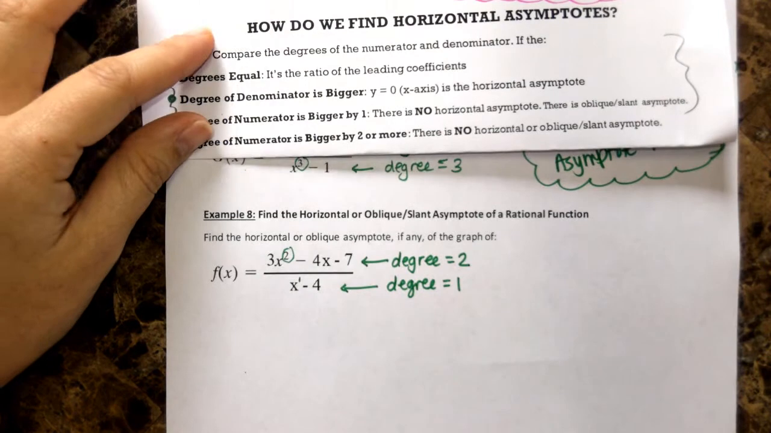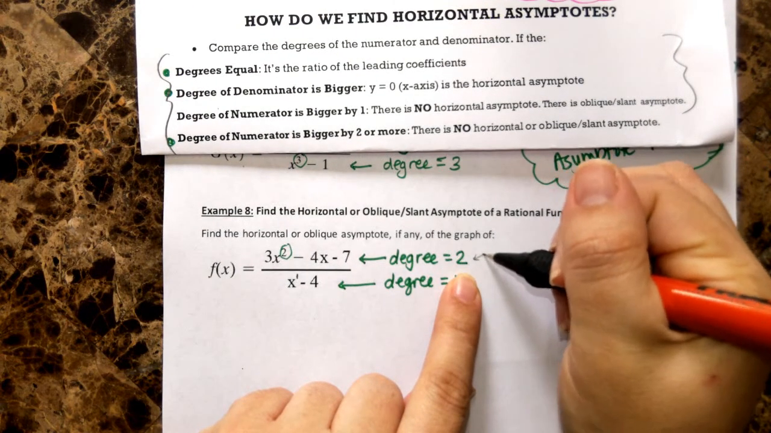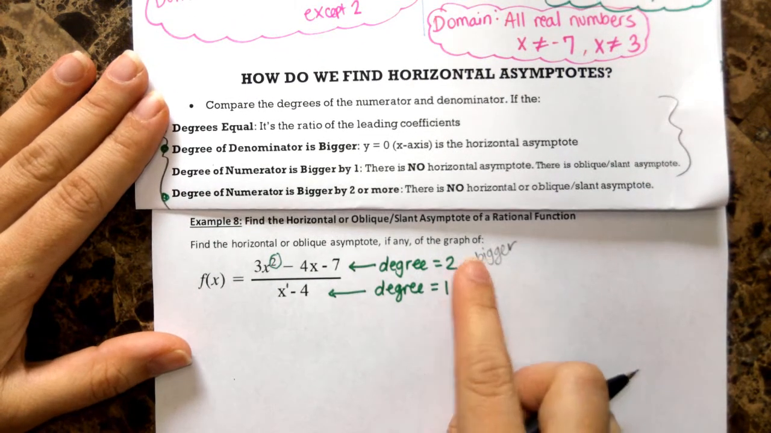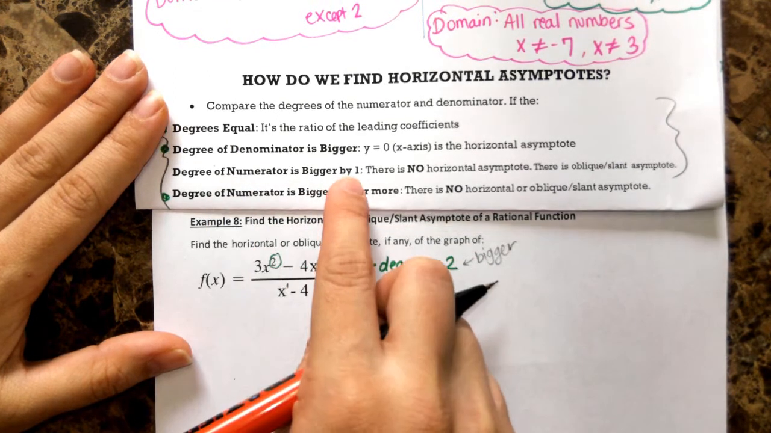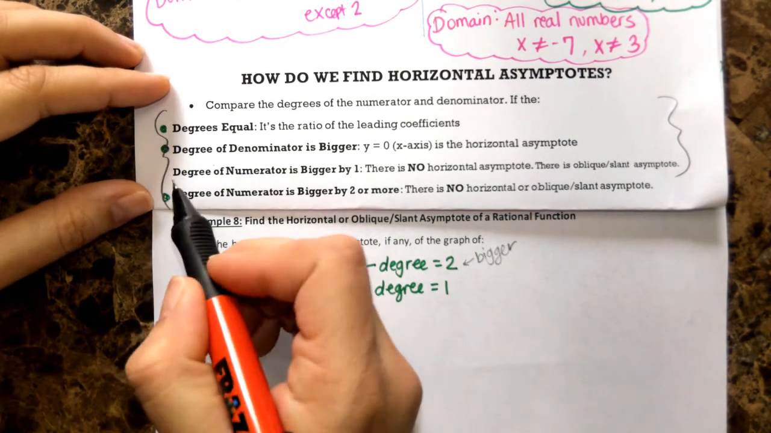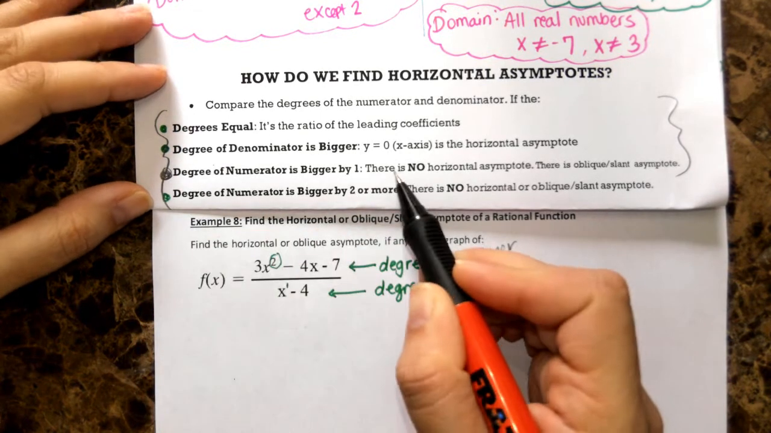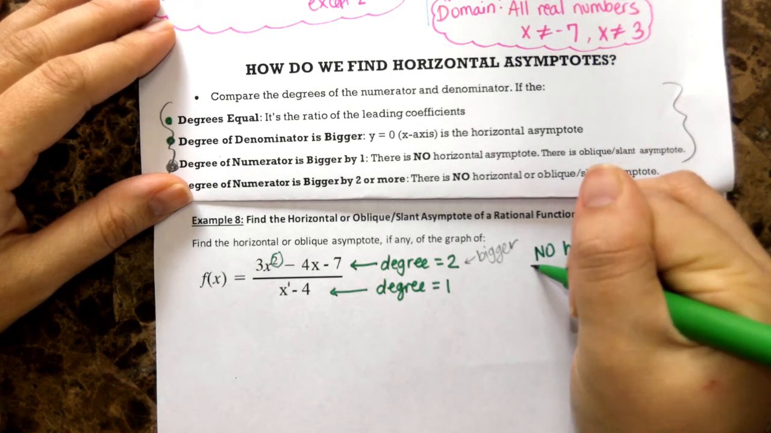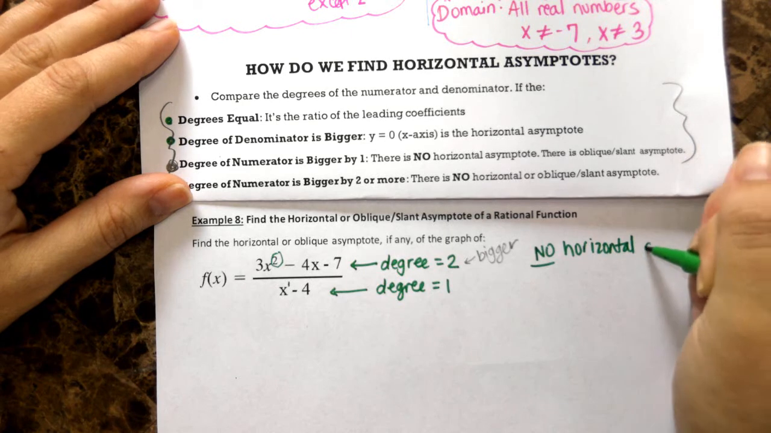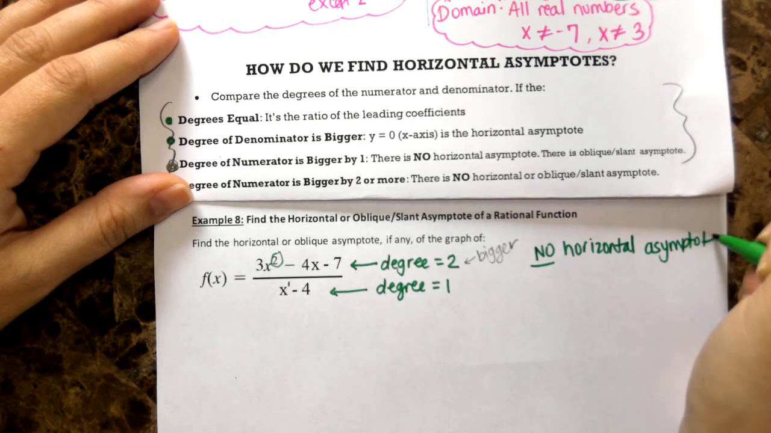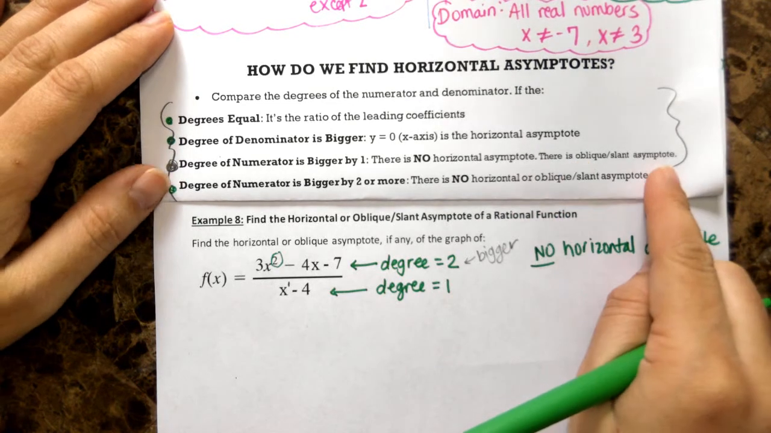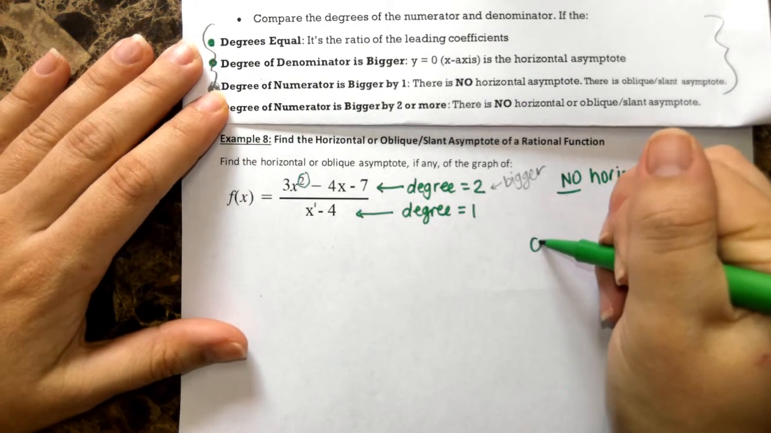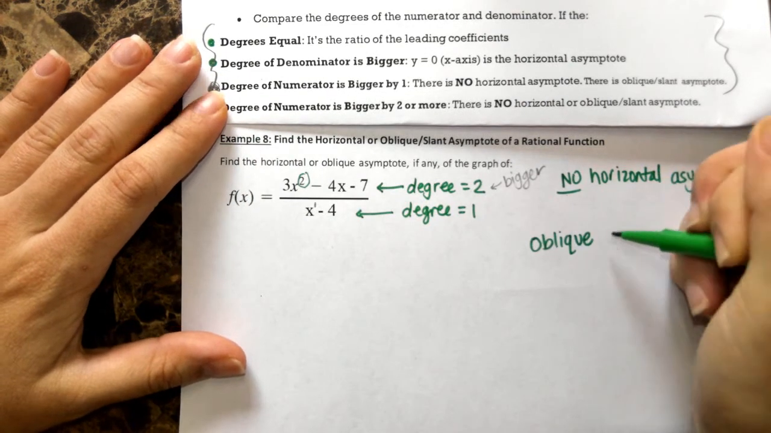So in our case, the numerator has a bigger degree than the denominator. So if we look at our reference chart, the numerator is bigger, and it's bigger by 1, because this one's 2, this one's 1. So in this case, this would be our third scenario, which says there's going to be no horizontal asymptote. So I would write no horizontal asymptote. However, look at the second part. It says there will be an oblique or slant asymptote. Remember, that's the diagonal asymptote. I'll just go ahead and put oblique, but you can use the word slant.